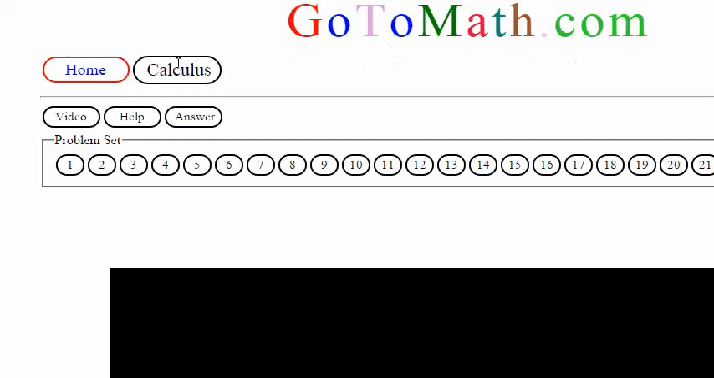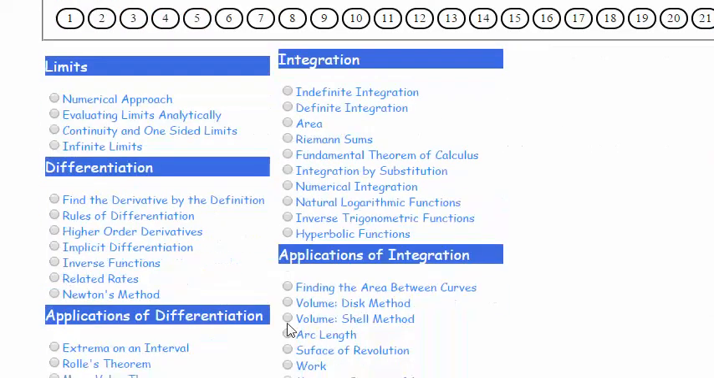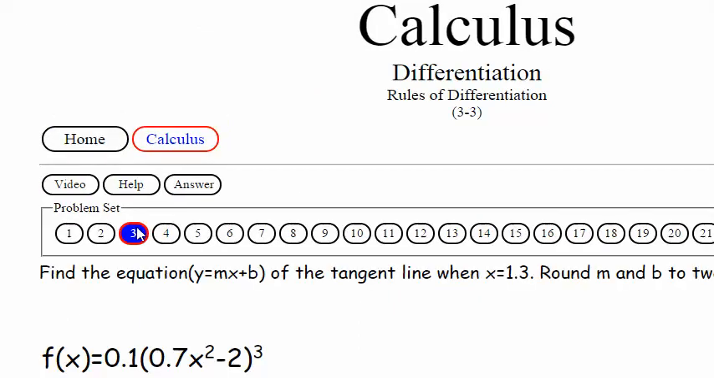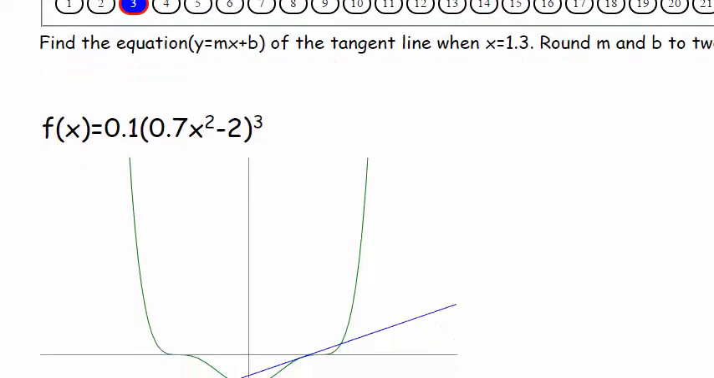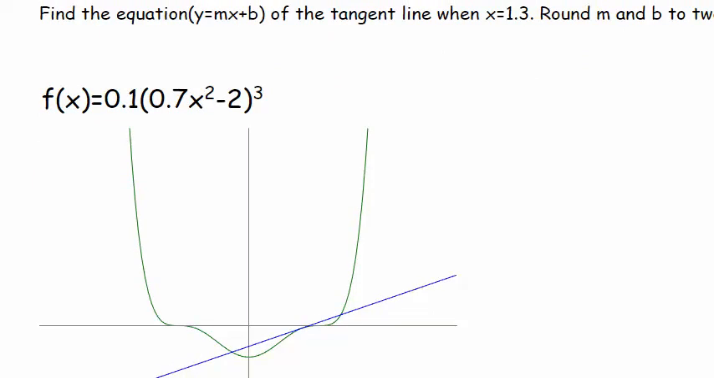Or go to math.com, clicking on working some calculus. We'll click there, go up to Rules of Differentiation, and let's look at 3-3, I believe it is. That's actually a pretty good graph, so we'll keep it there. If you want to change the problem, remember, you just click on the problem itself. You get the same problem, just the numbers change.